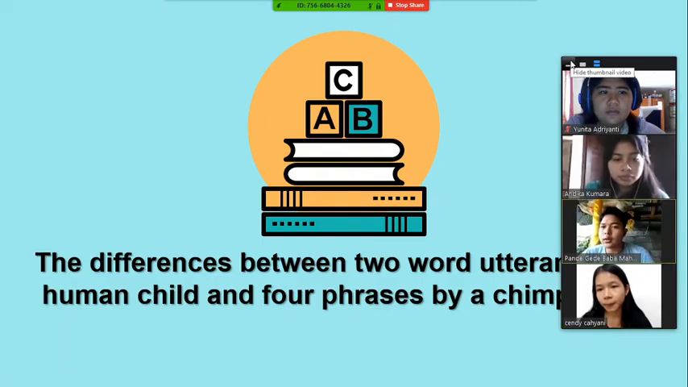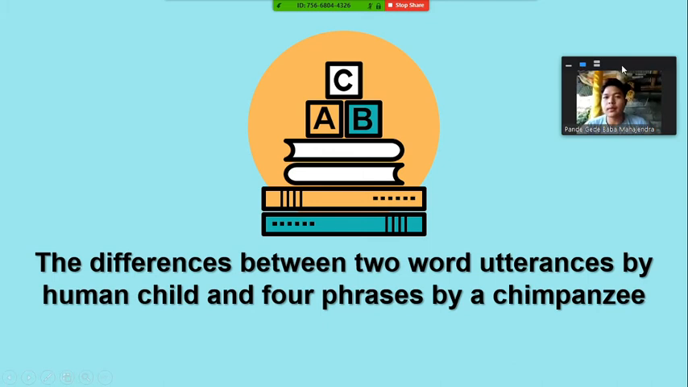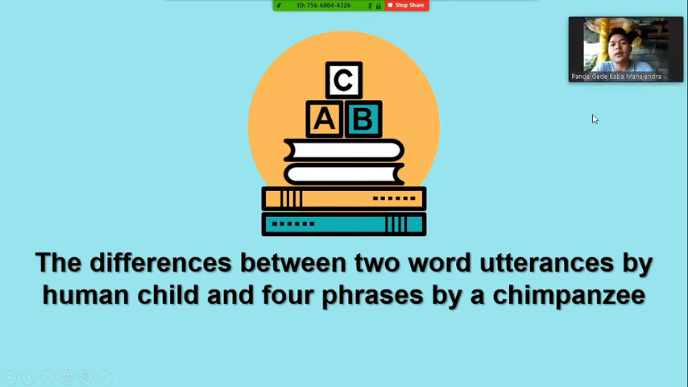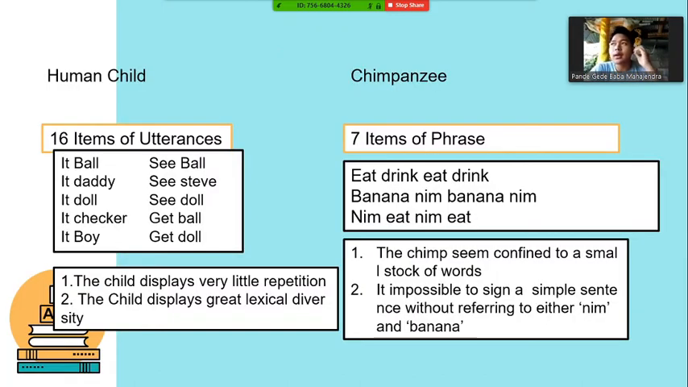Alright, now I will continue the presentation. I got a topic of the differences between the two word utterances of a human child and the phrases by chimpanzees. The linguists in this theory compare the human child, who is 2 years old, with the chimpanzees.